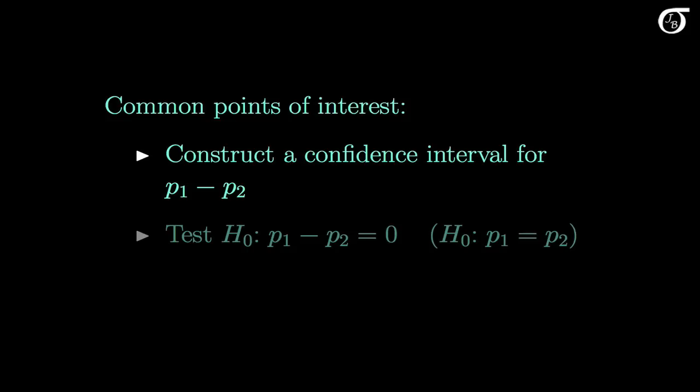Here are two very common points of interest in scenarios like this. We often wish to construct a confidence interval for the difference in population proportions. And we often want to test the null hypothesis that the difference in population proportions is zero, or, equivalently, that the population proportions are equal.